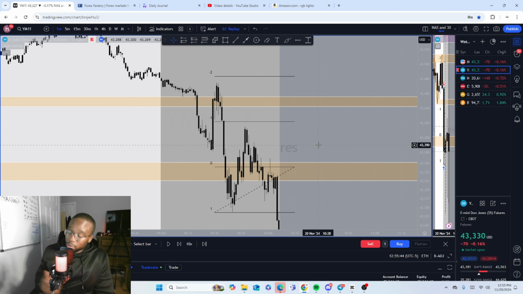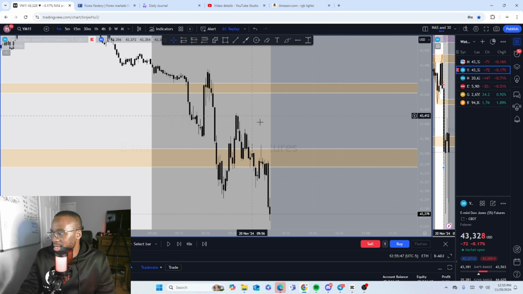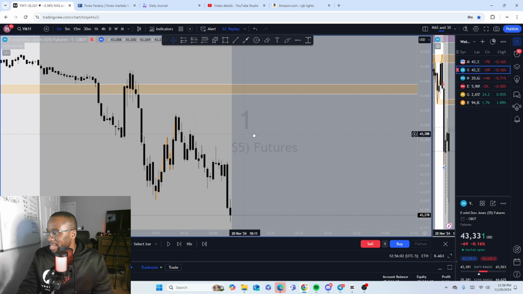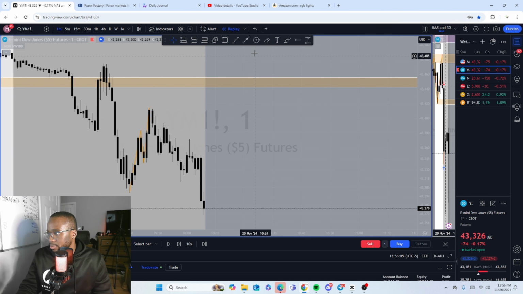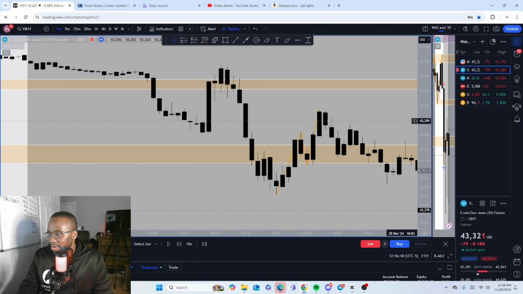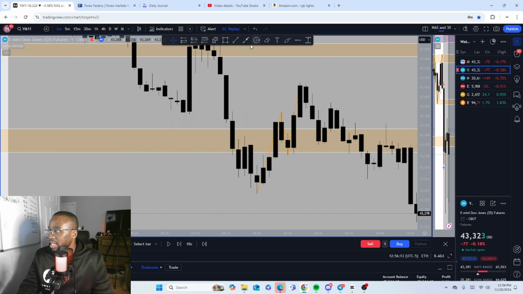But here's where I went wrong, right? If I wasn't trying to be hasty, I would have seen something. What would I have seen? Structure forming for the sells. So from here, when price took liquidity out, boom, you got the boom, boom. That was structure right there. That was structure right there. Right here is where I could have taken sells from.